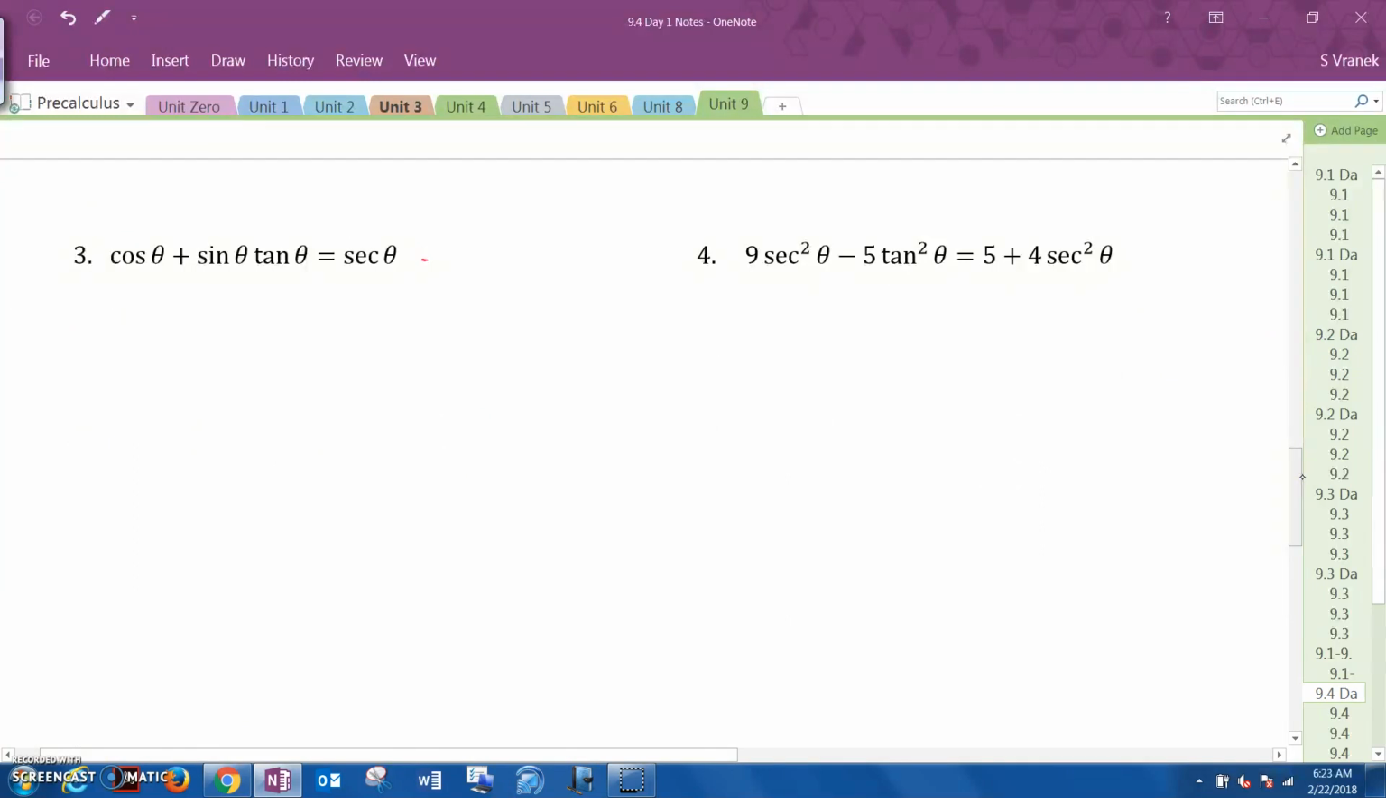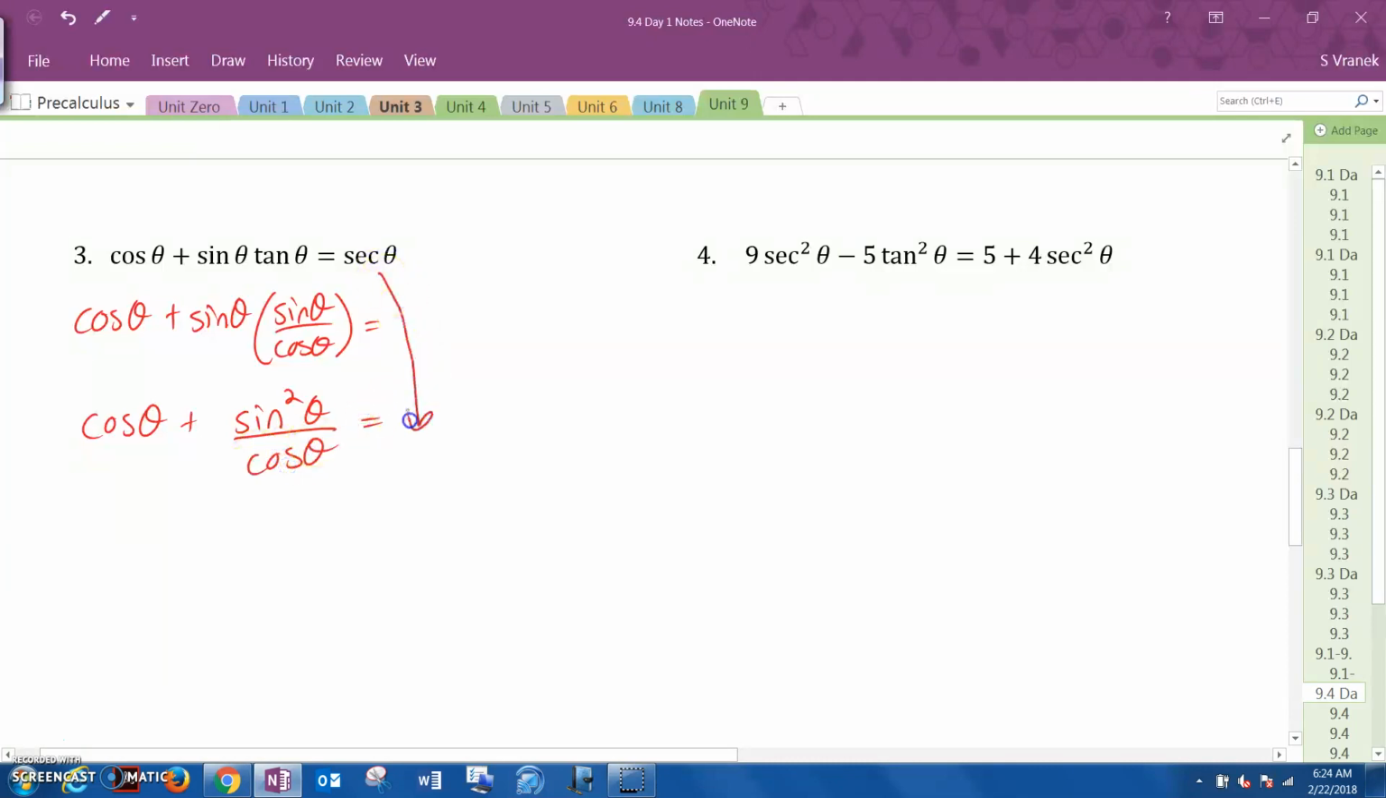Okay, again I'm going to work the left side, because again there's a lot more going on. I look ahead, I don't see any Pythagorean identities because there's no squareds. So I don't see much else except that there's a tangent. So when I see a tangent, I'm going to try to change that into sines and cosines. So I have cosine of theta plus sine of theta times sine of theta over cosine of theta. So I get cosine of theta plus sine squared theta over cosine of theta. So that's the only thing I can do right now.